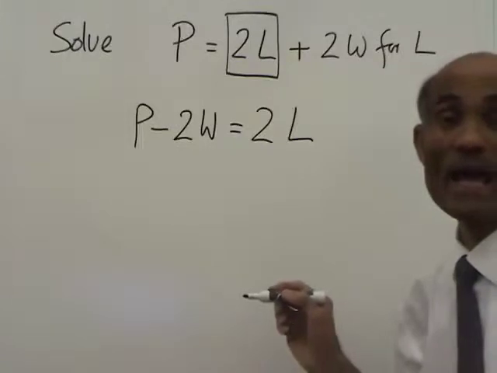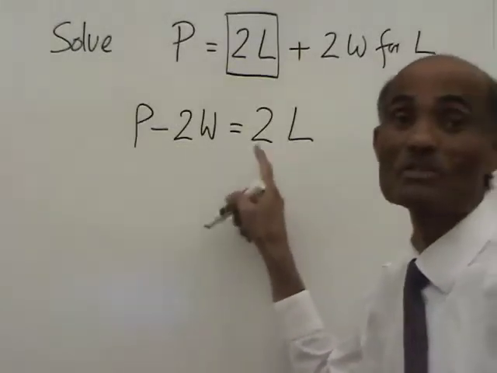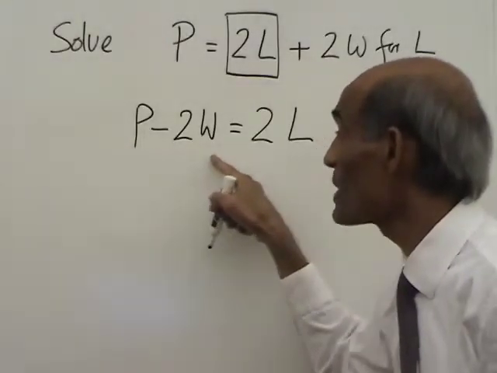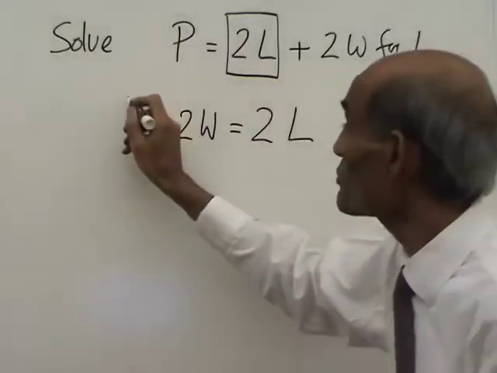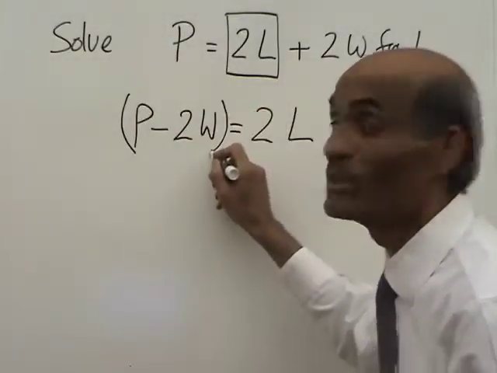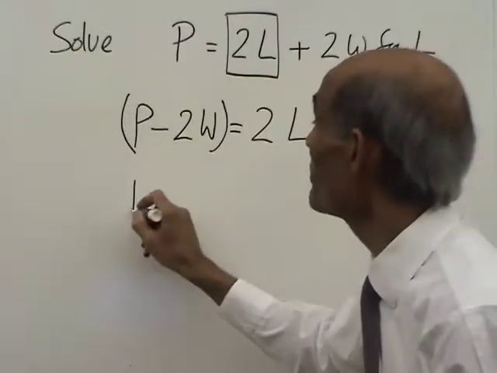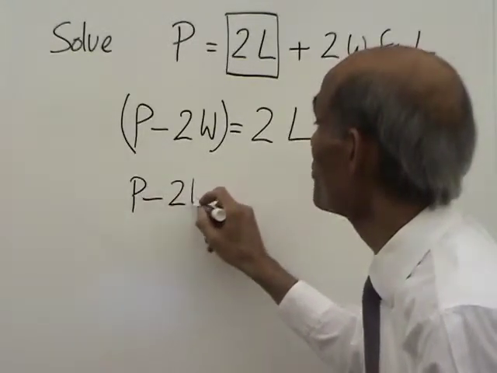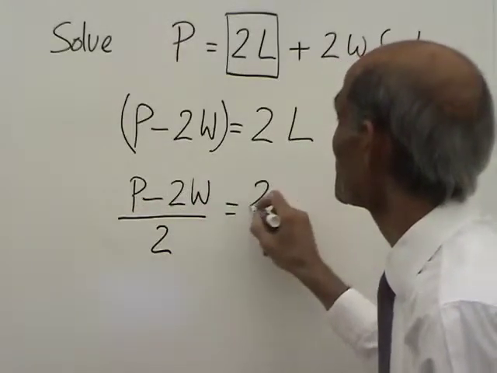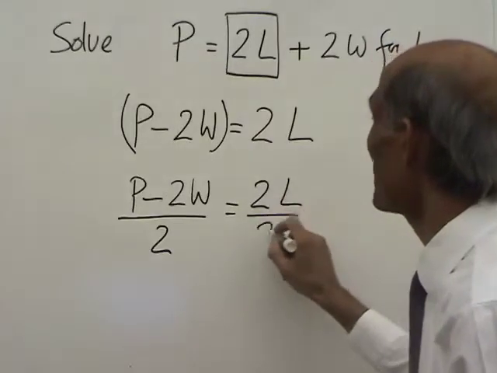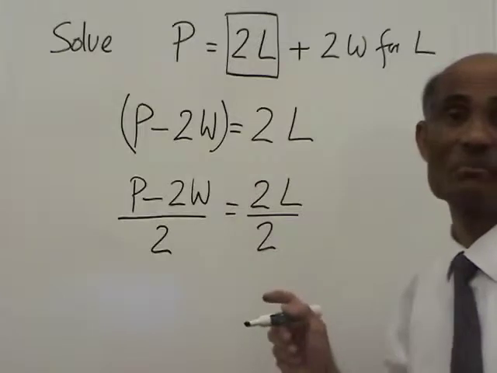Now solving for L means we need that L alone. That means divide the left hand side and the right hand side by 2. Remember, the left hand side is a single quantity, so when you divide it, you must divide the whole thing. So that will be P minus 2W all over 2 equal to 2L divided by 2. Divide the left side and the right side by 2.